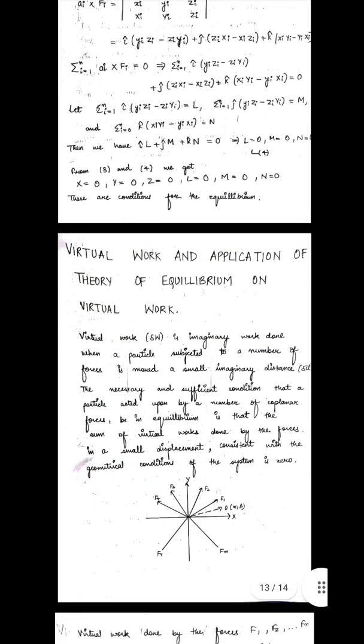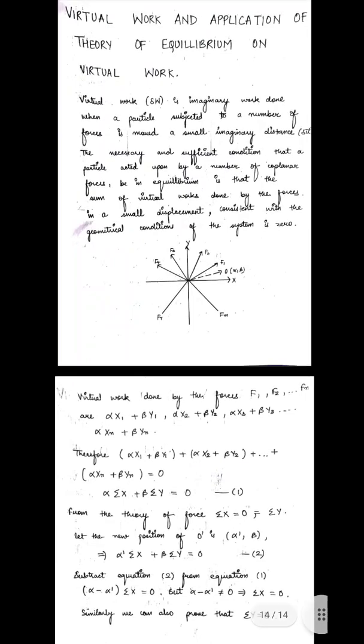Now we come to virtual work and the application of the theory of equilibrium on virtual work. Virtual work, which is written as delta W, is the imaginary work done when a particle subjected to a number of forces is moved a small imaginary distance, that is delta U. The necessary and sufficient condition that a particle acted upon by a number of coplanar forces be in equilibrium is that the sum of the virtual works done by the forces in a small displacement consistent with the geometrical conditions of the system is 0.